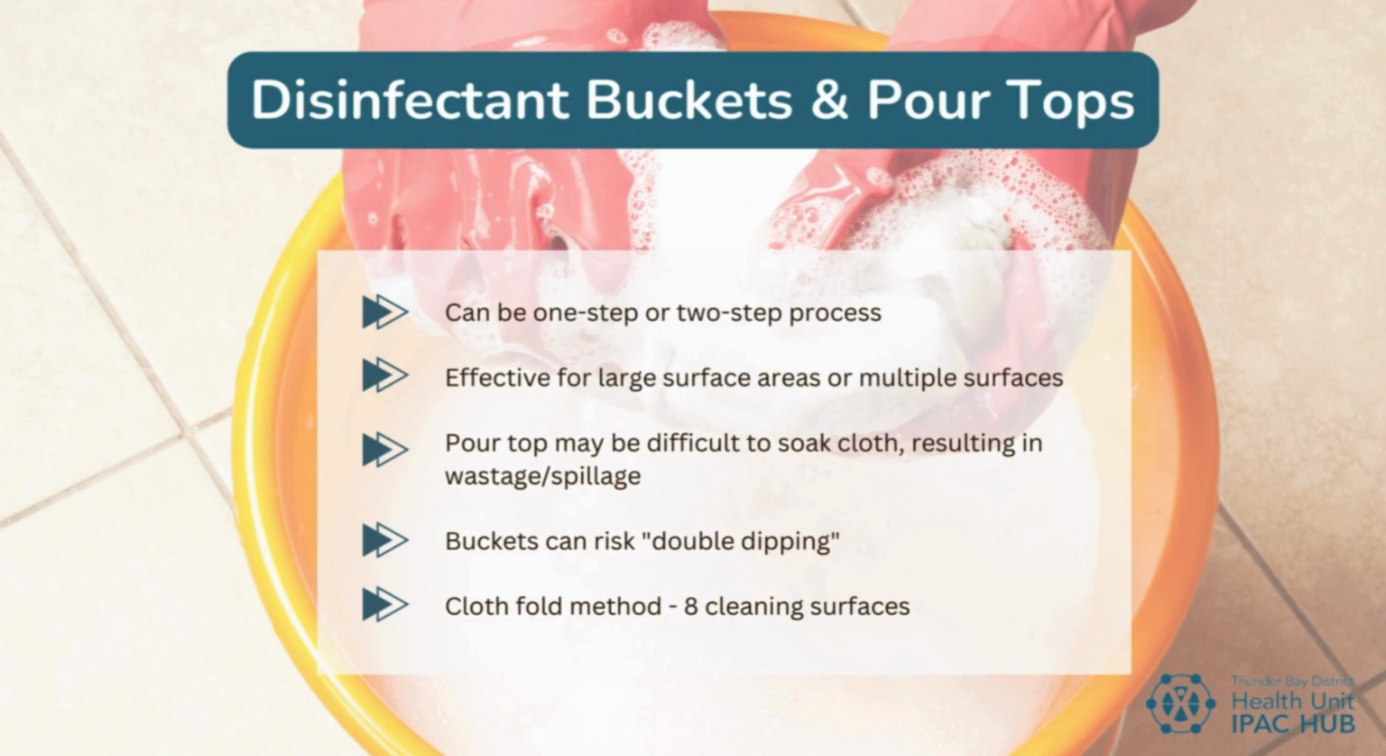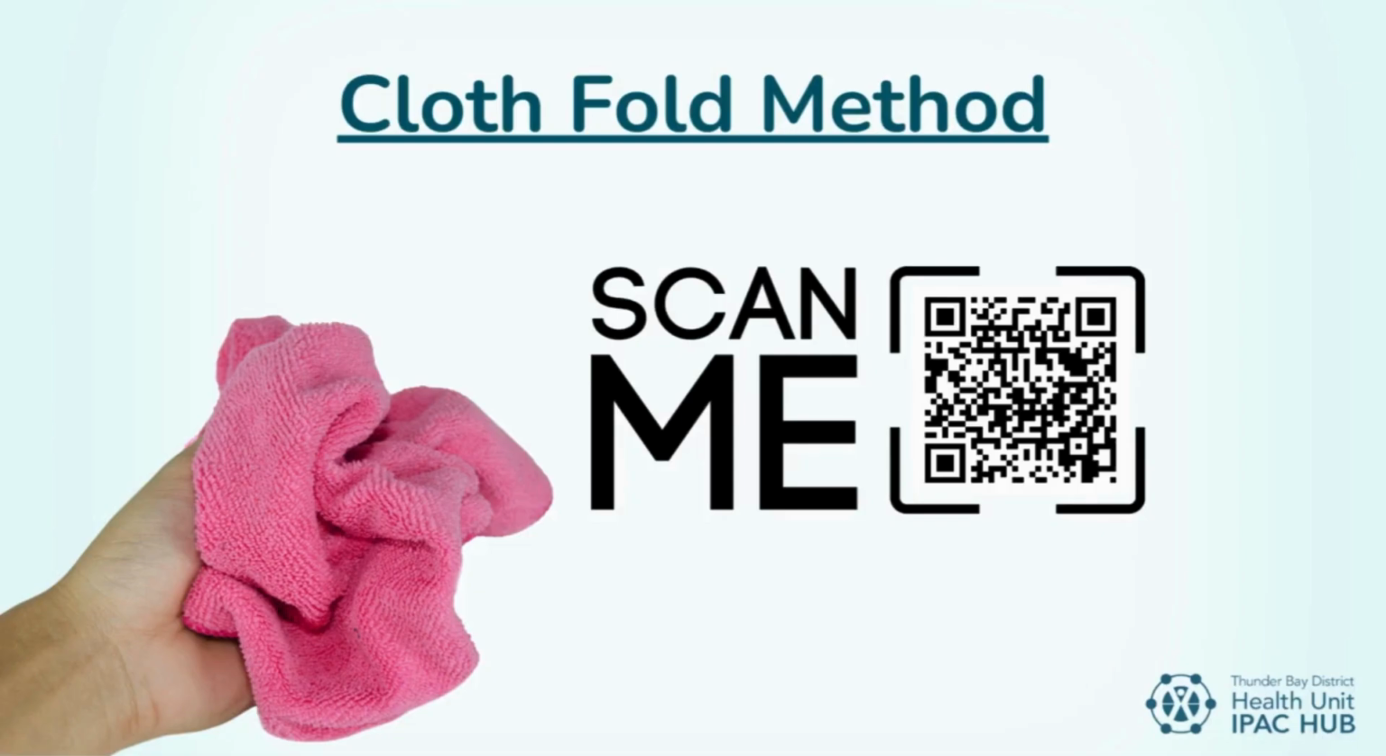So regardless if you use the bucket or the pour tops, it would be ideal with that cloth method. So you're going to fold it twice to get 8 wiping surfaces. When you fold the cloth once down the middle and then fold it again, that gives you 8 equal surfaces. And then that way you can keep flipping the surfaces over and you never have to double dip back in because it's all going to be saturated and you have a new surface when one gets used up.